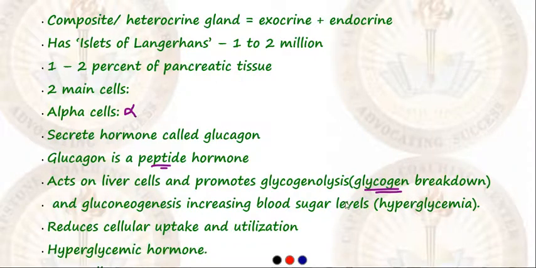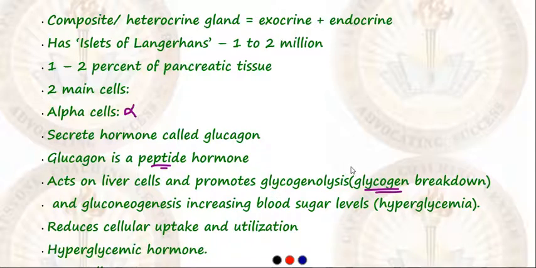When there is excess glycogen stored, it gets converted into fat. That is why some patients have fatty liver. What happens is this glycogen gets stored in the liver cells. Excess glycogen keeps getting stored, and that glycogen gets converted into fat.